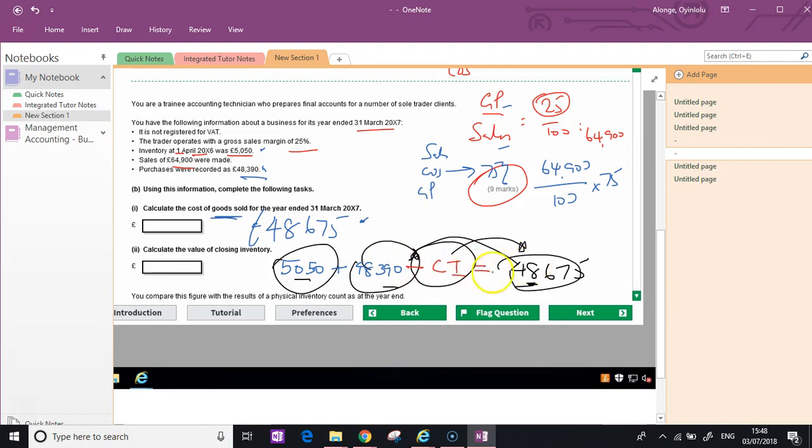So your closing inventory should be 5050 plus 48,390 minus 48,675, and that gives us closing inventory of 4765. So you have closing inventory of 4765. That's what your closing inventory is. Okay, great stuff. Let's move on to the next one.